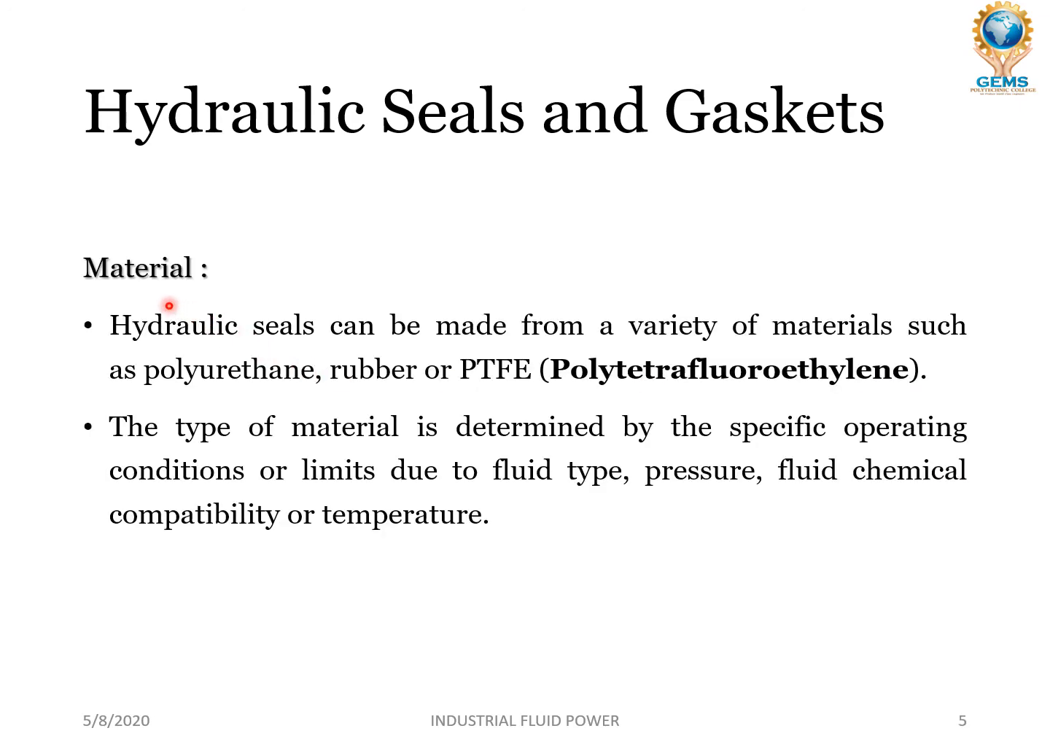So what is the material used for hydraulic seals and gaskets? Hydraulic seals can be made from a variety of materials such as polyurethane, rubber or PTFE, that is polytetrafluoroethylene. The type of material is determined by the specific operating conditions or limits due to fluid type, pressure, fluid chemical compatibility or temperature.